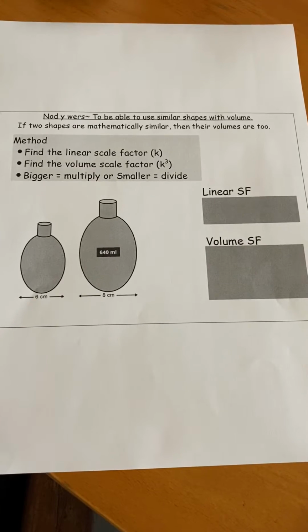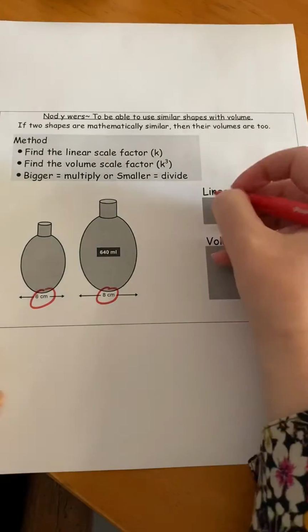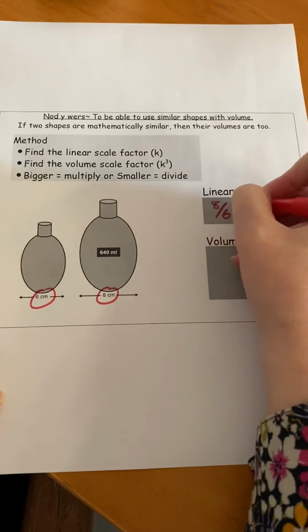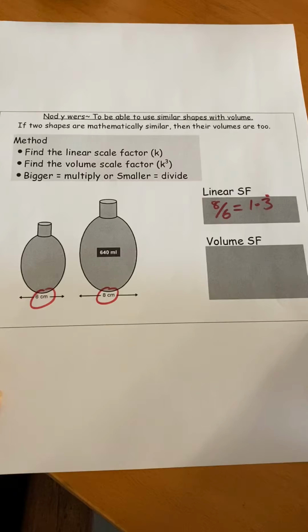Similar volume, okay? First thing we're going to do is find our matching or corresponding sides. That would be the 8 and the 6. They're in the same place on my larger and smaller shapes. Scale factor, you always do the biggest divided by the smallest. So 8 divided by 6 gives me 1.3, and that's recurring on your calculator.